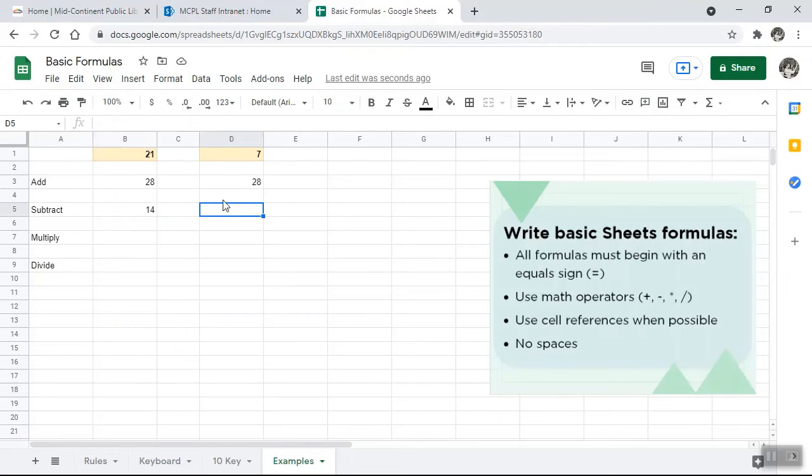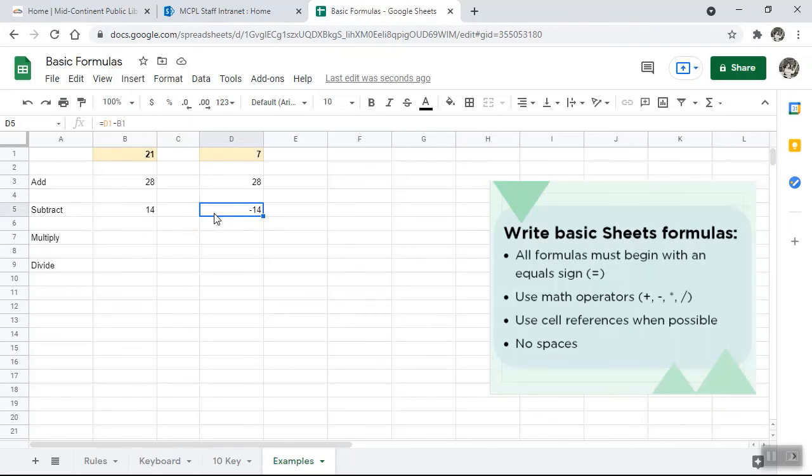But sometimes subtraction and what you're supposed to do is confusing. So you may find that you accidentally do this, equals D1 minus B1. And we can press enter. And you can see that we get a negative 14. So if you're anticipating a positive 14, first of all, this tells you that Sheets is quite happy to give you the answer that you requested, but it might not be the answer that you actually want.